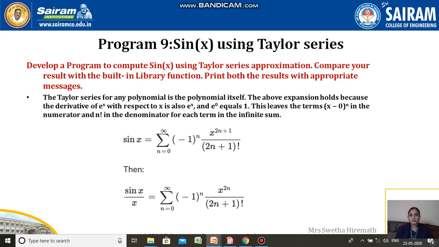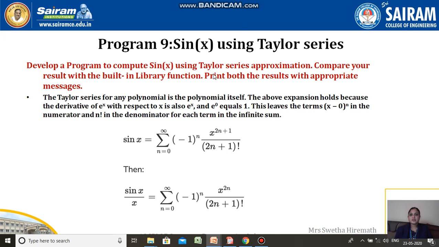First we will be looking into the question. It goes like this: develop a program to compute sin x using Taylor series approximation. Compare your result with the built-in library function. Print both the results with appropriate messages. So by using the library function also, we are going to find the value of sin x, and also with the help of the Taylor series. Both we are going to compare approximately, and we are going to print the appropriate messages after getting the values.